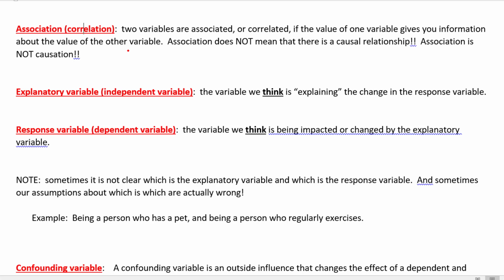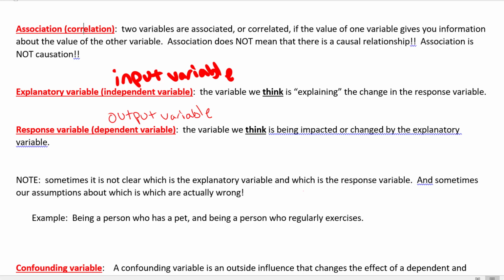Explanatory variable is the independent variable, the input variable. It is the variable that we put along the horizontal axis. It's the variable that we think is explaining the change in the response variable. The response variable is the dependent variable. It's the output variable. It would be the variable along the vertical axis. It's the variable we think is being impacted or changed by the explanatory variable.